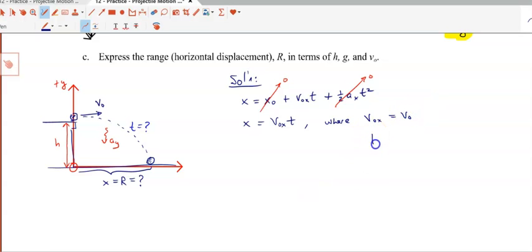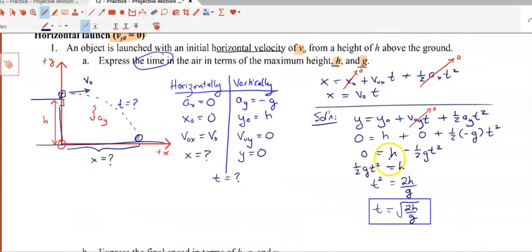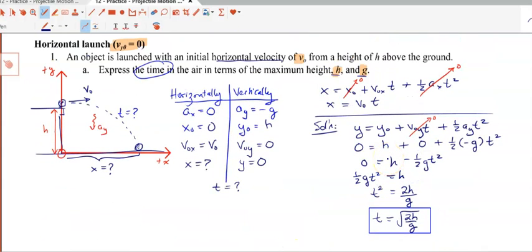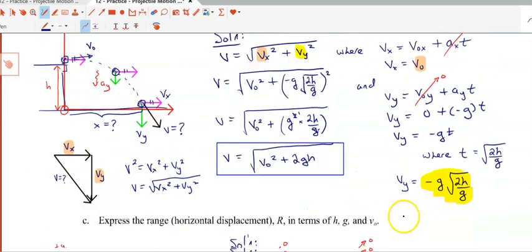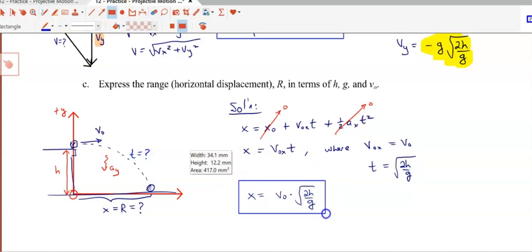And we also derived an expression for the time in the air, and that was done way back in part A. Remember, t equals the square root of 2h over g. Good to know that derivation. And we're going to plug that into here, and we get x equals v naught multiplied by the square root of 2h over g. And that's it for that.